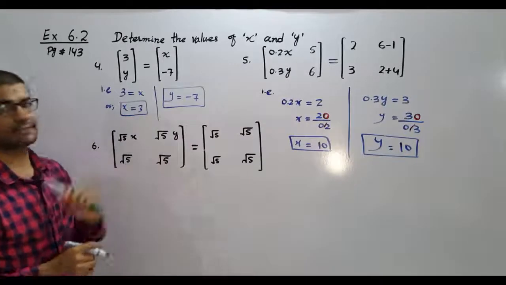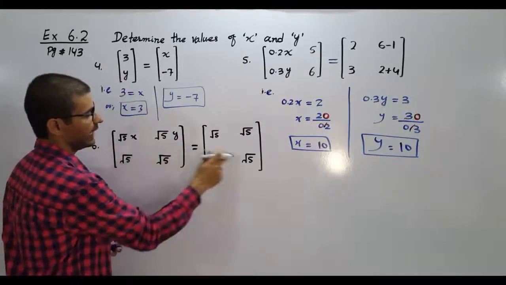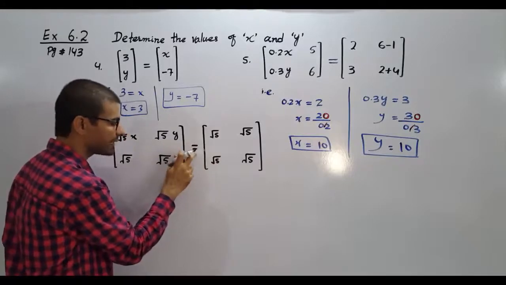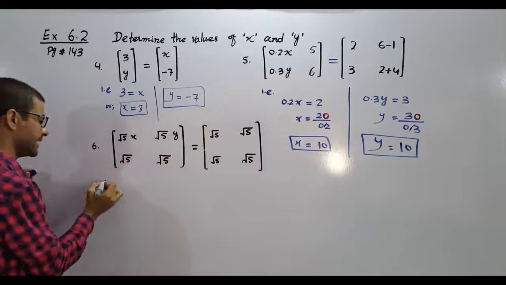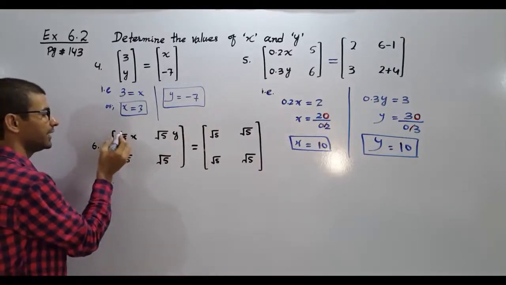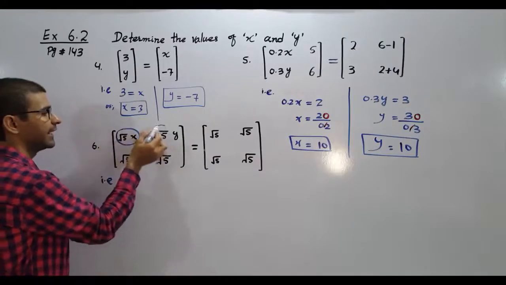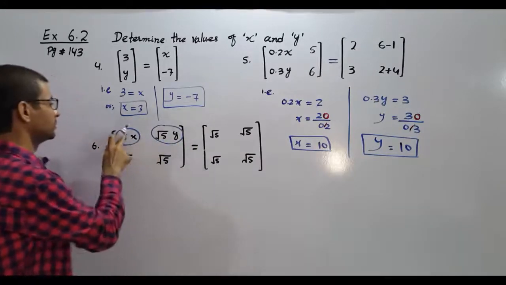Now come to question number 6. In this question, we have two matrices and they are equal. The sign of equality is present. How can we find the values of x and y? Just match the corresponding elements. Here we have root 5x and root 5y. How can we equate?